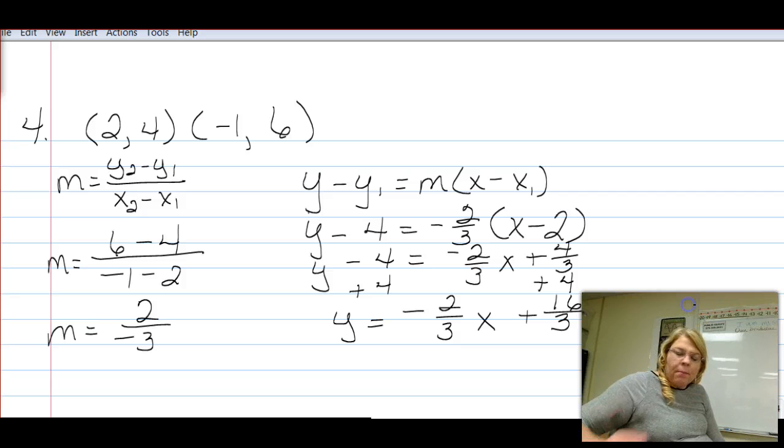This is in slope intercept form. The question asks for standard form. For me to go from this to standard form, I need to get x and y together, I need to have no fractions, and the x needs to be positive. So I am going to add 2/3 x to both sides.